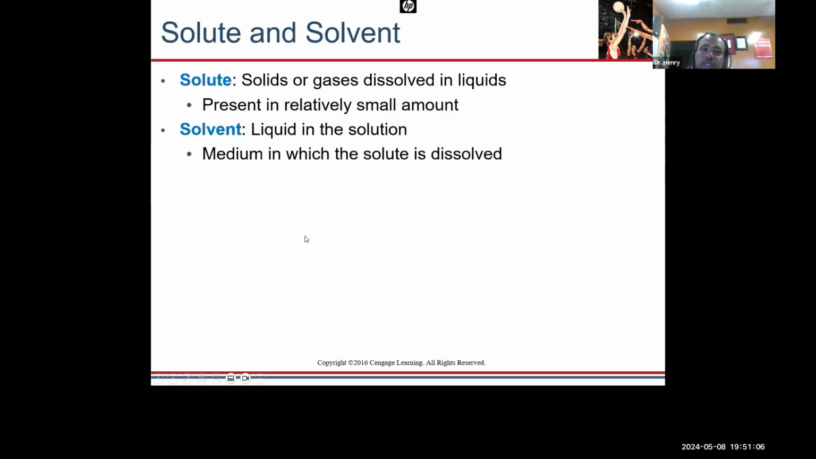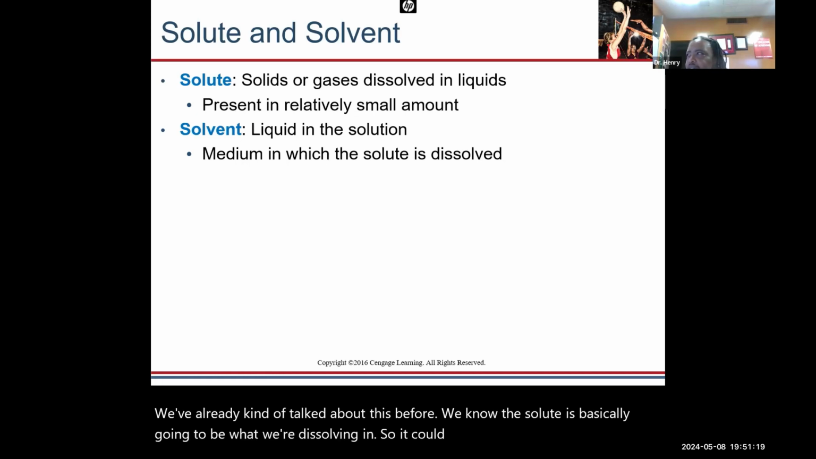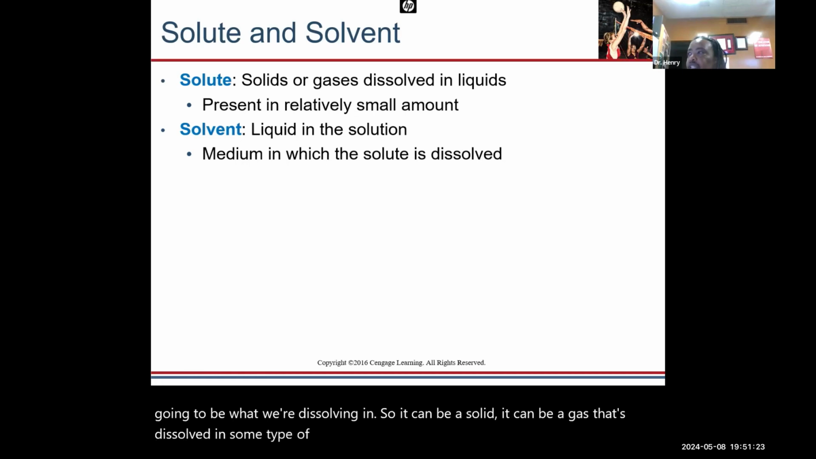Okay. So the next thing that we're going to be talking about is solute and solvent. We've already kind of talked about this before. We know the solute is basically what we're dissolving. So it can be a solid, it can be a gas that's dissolved in some type of liquid. The solvent is what we're using to dissolve the solute.